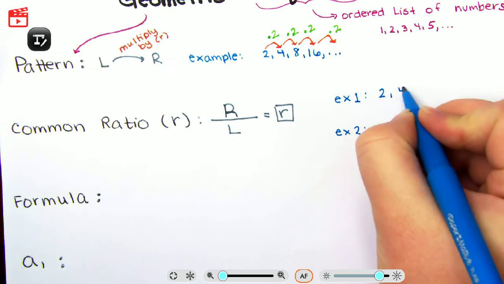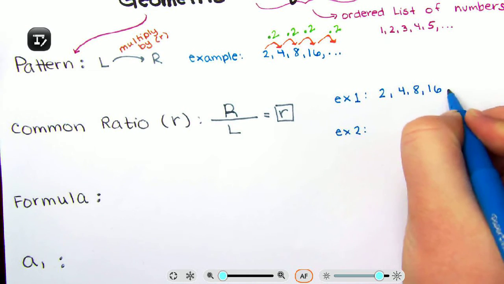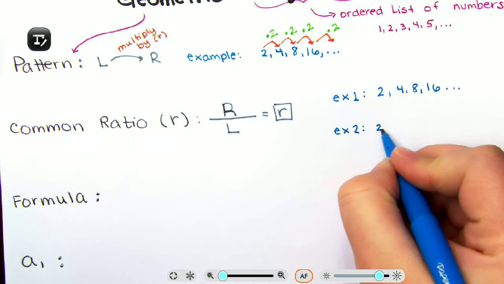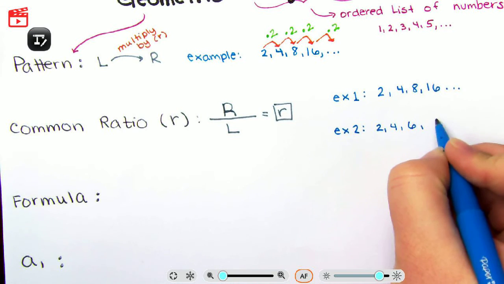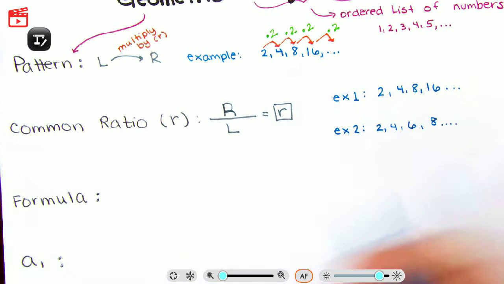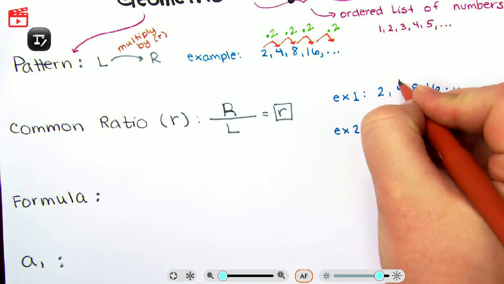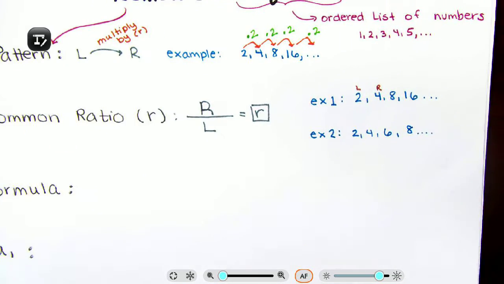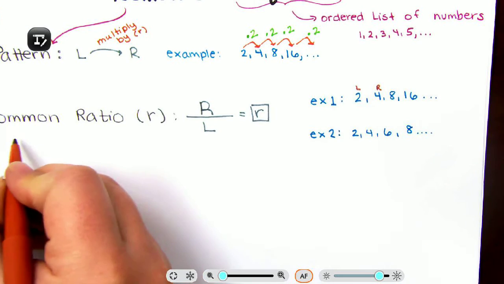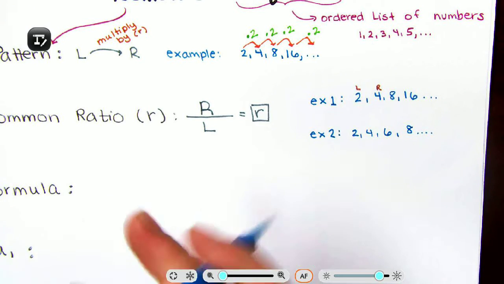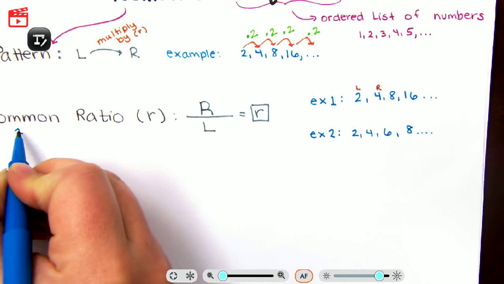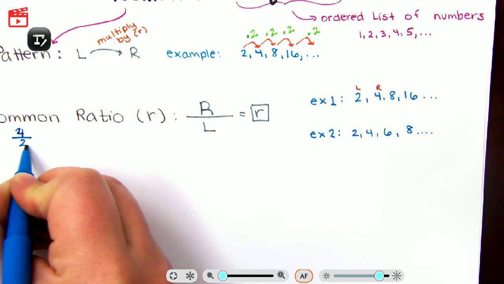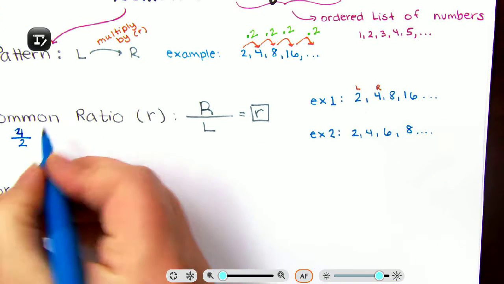So let's do our 2, 4, 8, 16, and let's do our 2, 4, 6, 8. Again, we're trying to see if each is a geometric sequence. What I would do is take my right number divided by my left number to see what my common ratio would be. In this case, I would have 4 divided by 2. So my right divided by my left, and that's 2.